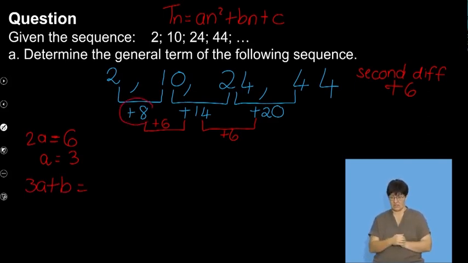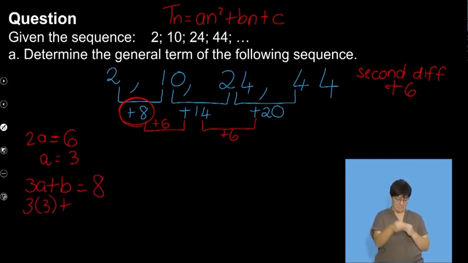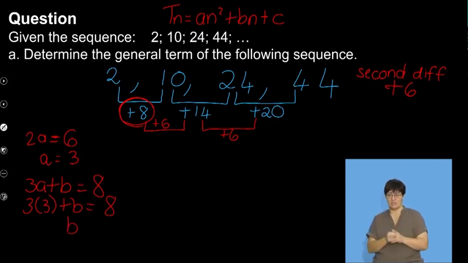I then said that 3a plus b is equal to the first term of my first differences. The first term of my first differences is 8. So 3a plus b will be equal to 8, but I'm going to substitute in a equals 3, which I found above, in order to find b. And I'm hoping that everyone will agree with me that b is equal to negative 1.